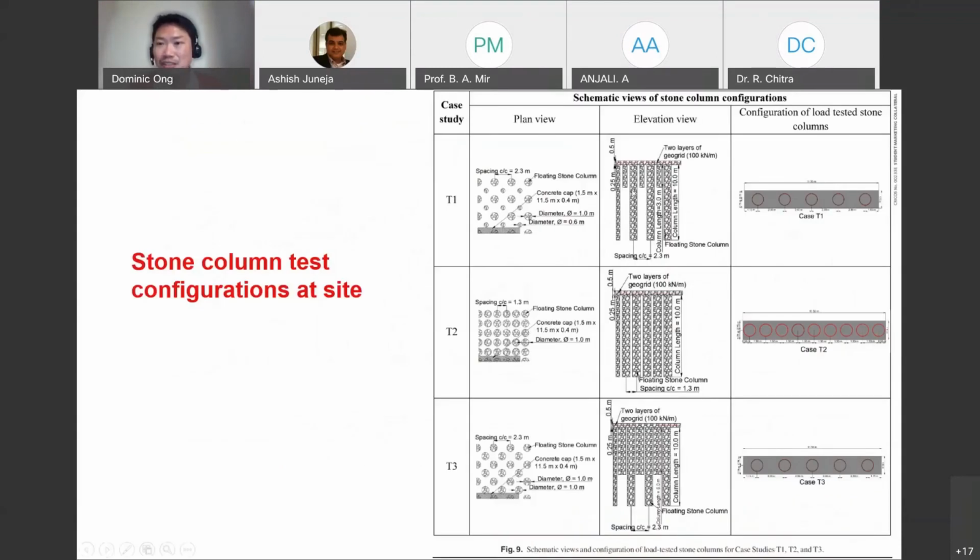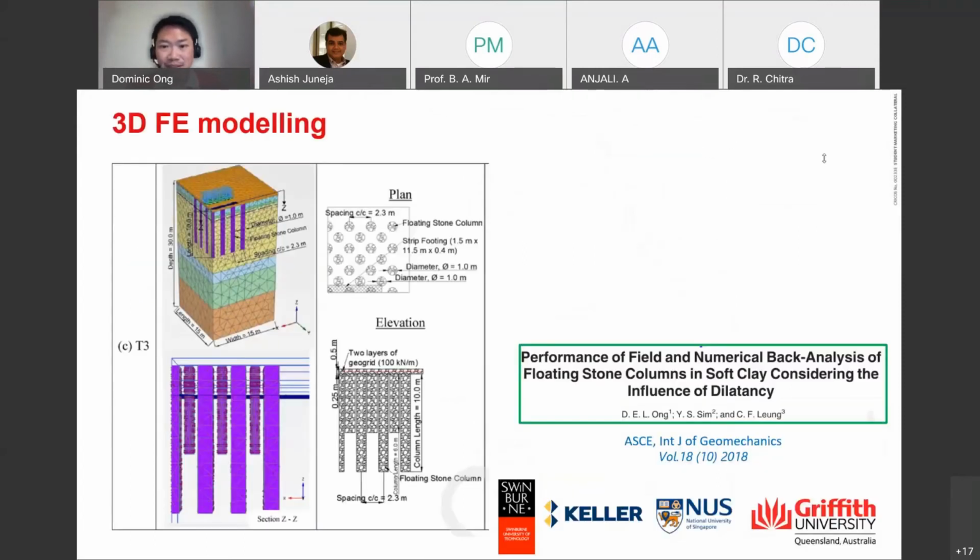In this particular case, you can see that there are various configurations that Keller wanted to test on site: test 1, test 2, test 3. I think we have about 4 tests, and for all of these tests we used the same technique, the power law technique as well as the generalized tangential approach technique, to characterize the granular material. We got this paper published in 2018, where we did the 3D modeling as well as the back analysis in trying to get the pore-soil response. I will slowly go into the details of this paper.